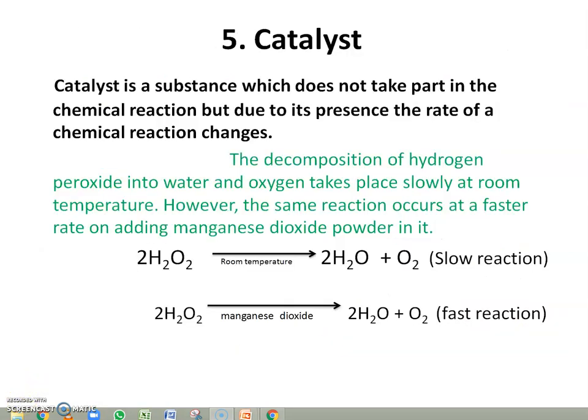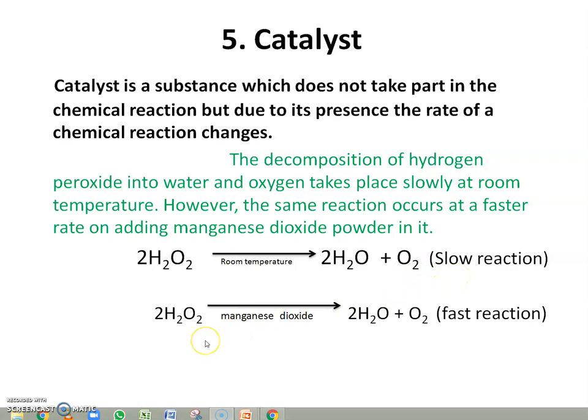The last factor which affects the rate of reaction is the catalyst. A catalyst is a substance which does not take part in the chemical reaction, but due to its presence, the rate of a chemical reaction changes. For example, when the decomposition of hydrogen peroxide is carried out at room temperature, there is a formation of water and oxygen bubbles, but this reaction takes more time.